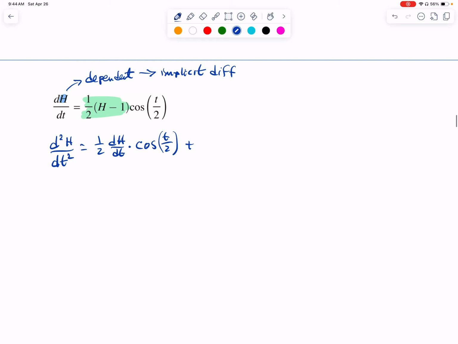plus, and then I take my first function, which is 1/2 h minus 1, times the derivative of the second one. Taking the derivative of the second one, I'm going to have to use the chain rule because you have a composite function. Derivative of cosine of something is negative sine of something, so that's going to change this sign, minus sine of t over 2 times the derivative of t over 2, which is an extra half.